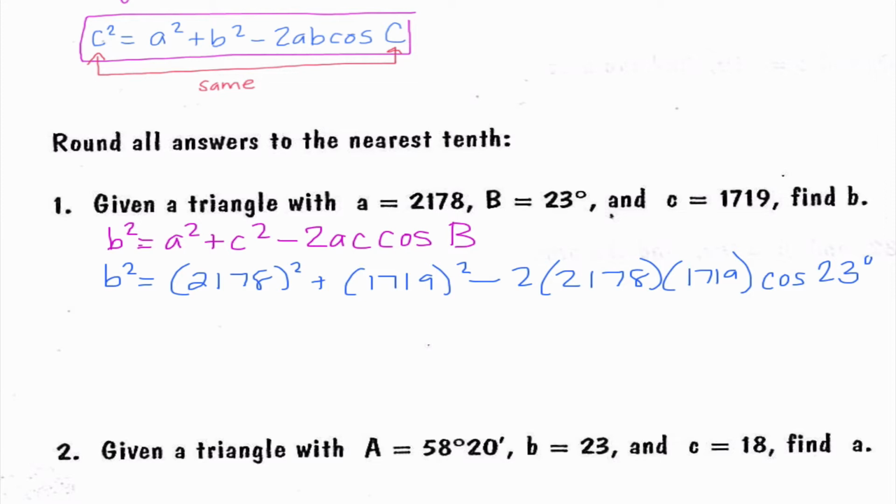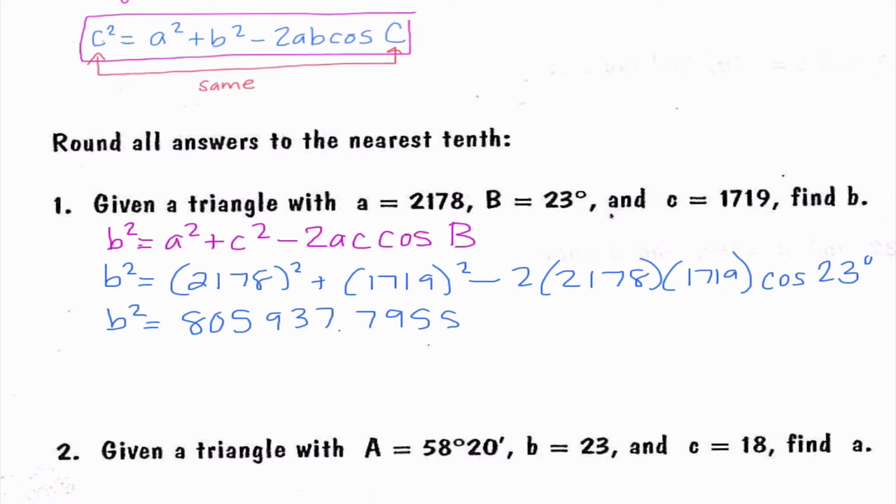First thing, we need to make sure that our mode is in degrees because this is in degrees. Secondly, in order to solve this, I noticed that what I need to solve for is almost isolated. In fact, I can put all of this into my calculator right away. So I'm going to go ahead and do that right now. So I get b squared equals 805,937.7955. And now I need to square root that.